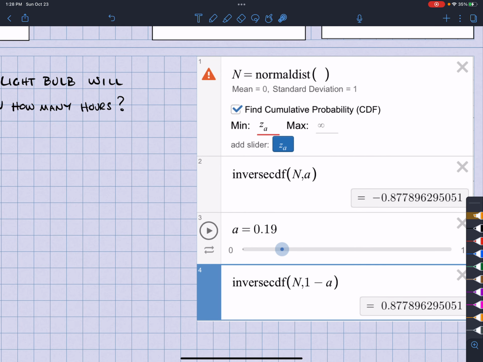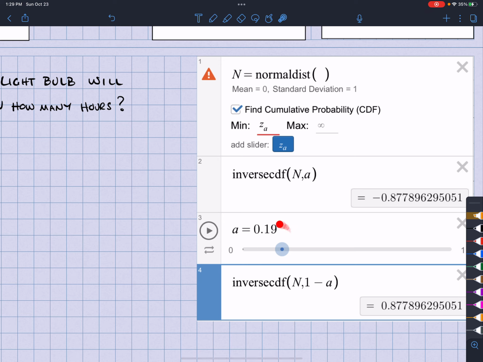You have to give it a special name. It doesn't matter what it is. I'm just calling it capital N for normal, right? It's a normal distribution. I left the mean blank because it's going to assume the mean and standard deviation are 0 and 1. I checked the frequency, the cumulative probability, which is a CDF. I call the minimum Z sub A. Next, I put down the inverse CDF of N, comma A.